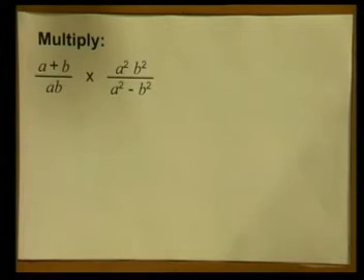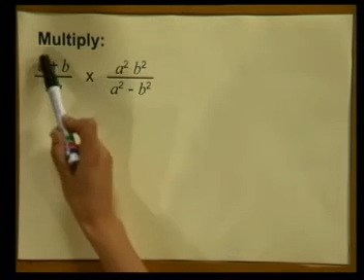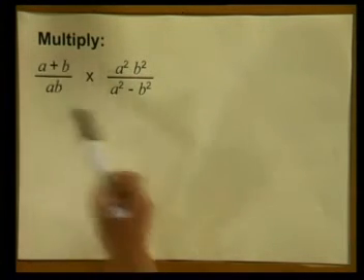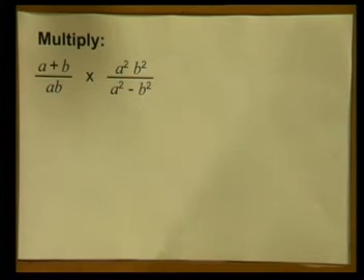Before we move on, let's do a few more examples of this together. Multiply a plus b divided by ab multiplied by a squared b squared divided by a squared minus b squared. Now, the important thing that you have to remember is that you can only cancel factors. And here we have terms. Notice the plus sign, notice the minus sign.